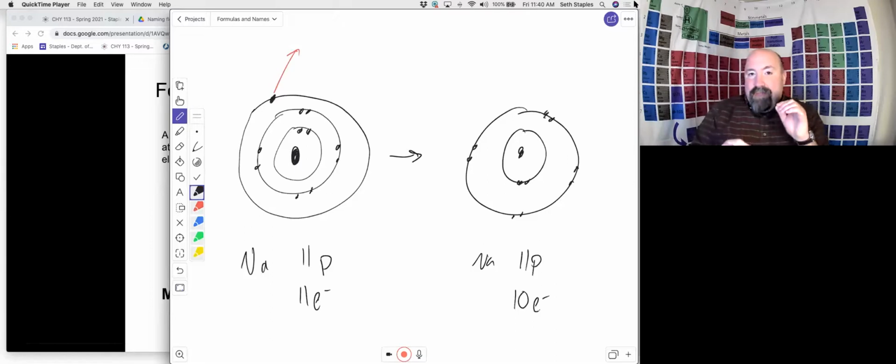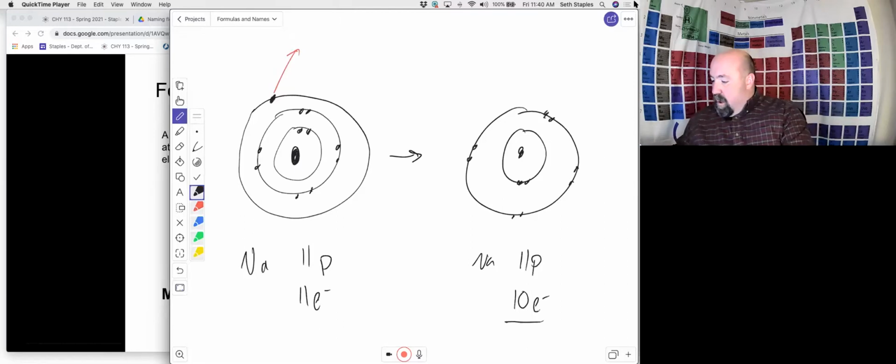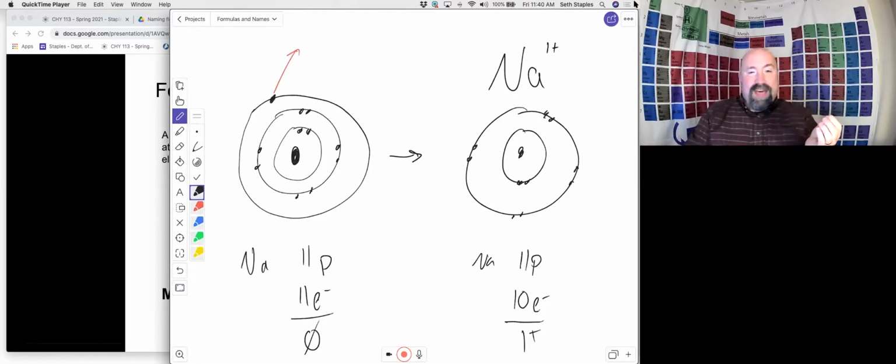And so now we have one more positive charge than we have negative charges, leading overall to a 1+ charge as opposed to the neutral charge that we had in the sodium atom. And so we would depict that as Na 1+, showing that we're now talking about sodium with a charge of 1+.